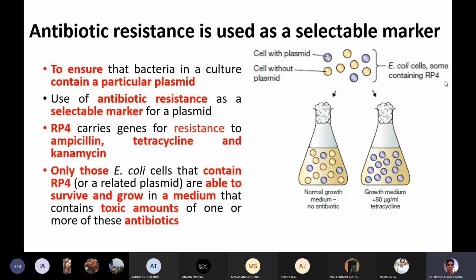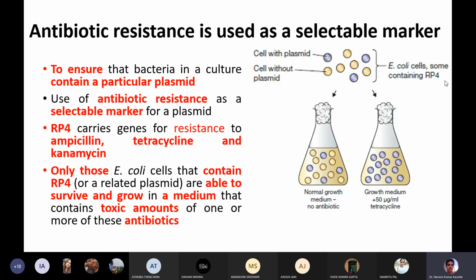So only those E. coli that contain RP4 are able to survive and grow in a medium that contains a toxic amount of one or more of these antibiotics. This is selection, and this is why we call it a selective marker. In a normal growth medium with no antibiotic, every cell is going to grow, whether with plasmid or without plasmid. But in the culture medium in which the antibiotic is present, like here 50 microgram per ml of tetracycline, no cell that does not have this plasmid will grow; only those cells having this plasmid are growing.